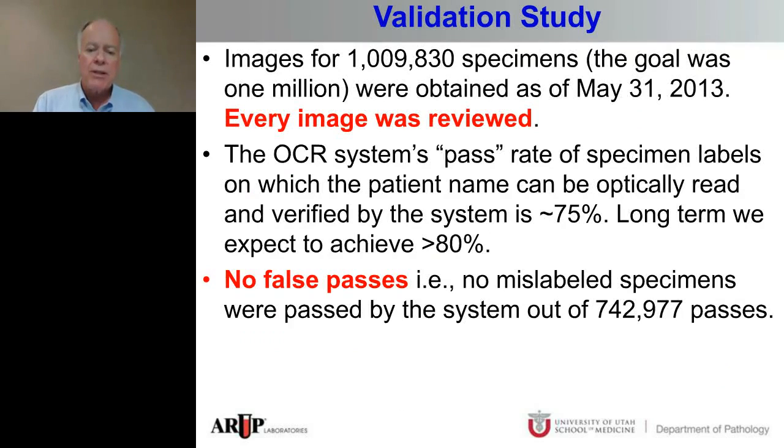We had over 1 million images. Every one of those 1 million images was reviewed either by myself or one of 4 other employees. I can tell you that was a lot of work, but it was necessary to validate the system. The overall pass rate was not 80% as we had hoped. It was about 75%. We still have hopes that we can get that up to closer to 80% and minimize the human labor involved in inspecting all of those fails.